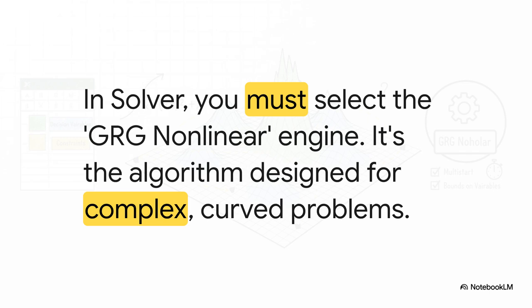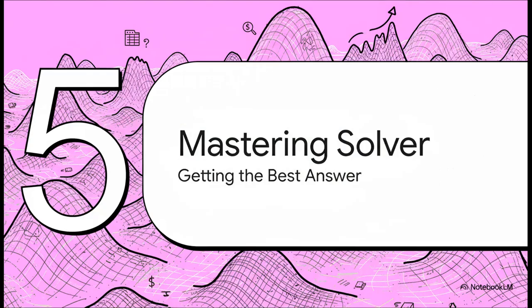Now, this next step, you absolutely cannot miss this. Inside that Solver window, you have to change the solving method to GRG Nonlinear. This stands for Generalized Reduced Gradient, which is a fancy way of saying it's the specific algorithm built to navigate the complex, curvy landscapes we've been talking about. So setting up the model, that's half the battle. The other half is all about mastering the settings to make sure you're not just getting an answer, but the best answer.